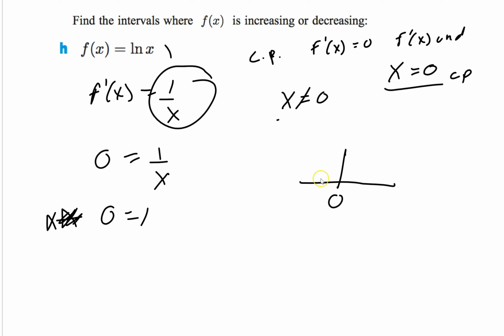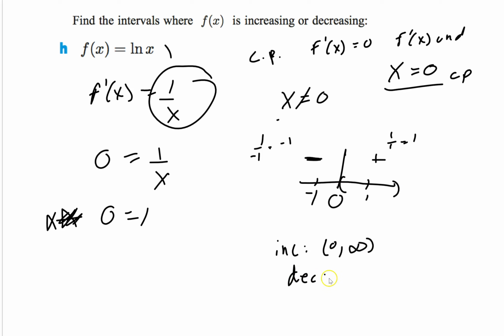Pick a point below it, like -1. Plug in -1 here, I get 1 over -1, which is -1. Pick a point above it like 1, plug it in, I get 1 over 1, which is 1, so it's positive. And there you go. You're increasing from 0 to infinity, positive, and you're decreasing from -infinity to 0.